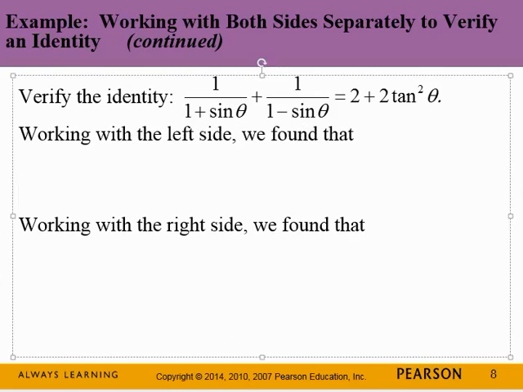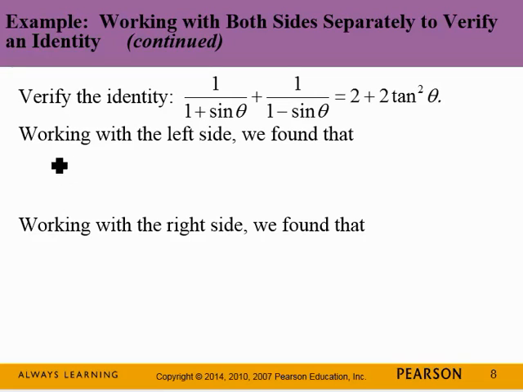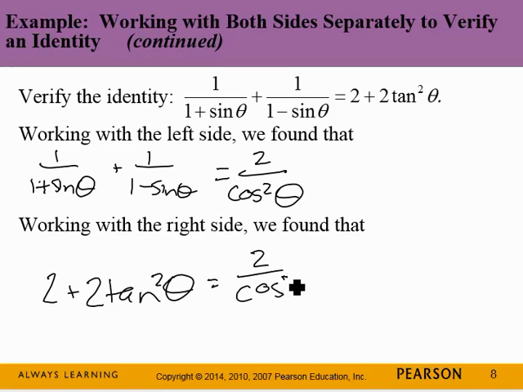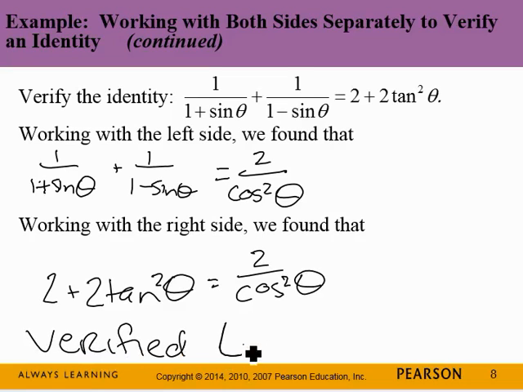So when you work with your left side, so 1 over 1 plus sine theta plus 1 over 1 minus sine theta, you get 2 over cosine squared theta. And on the right side, 2 plus 2 times tangent squared theta equals 2 over cosine squared theta. So it is, the left equals the right.